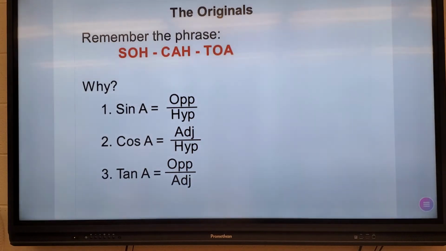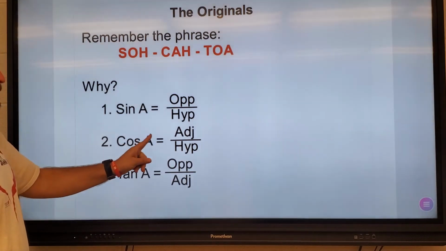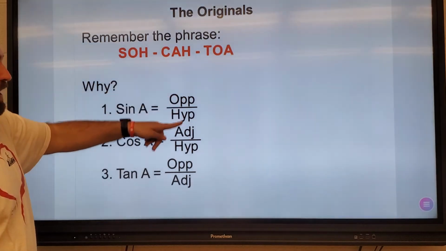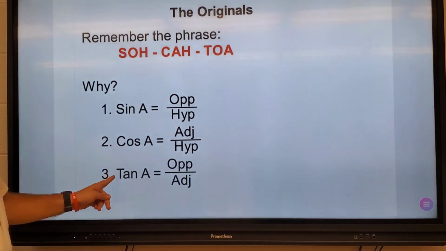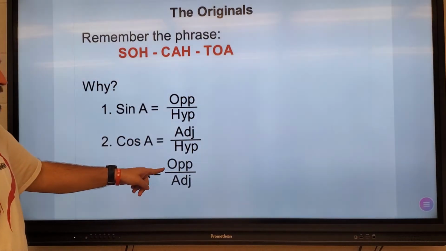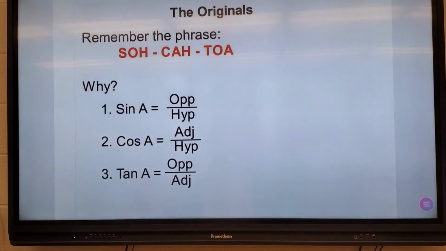Moving on to CAH, cosine of the angle, again equal, adjacent, divided by the hypotenuse. Okay. TOA, tangent of the angle is equal to the opposite divided by the adjacent. Okay, again, so, CAH, TOA. It sets up your ratios for you.